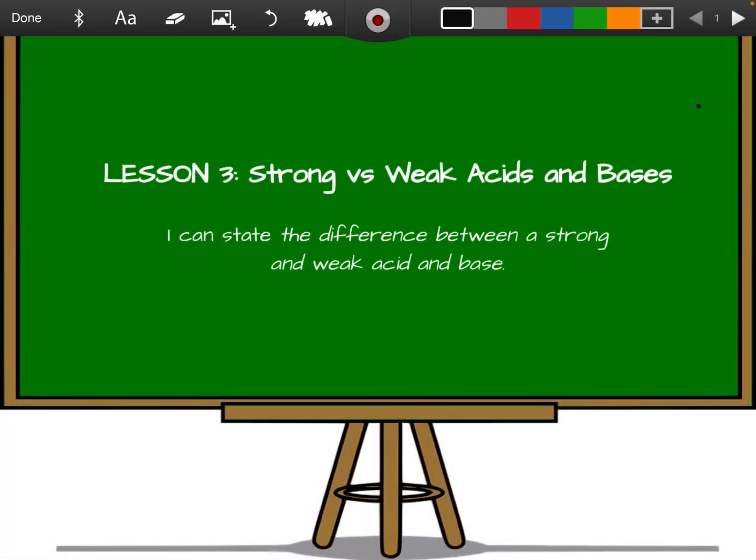The notes for Unit 8, Lesson 3 will cover strong and weak acids and strong and weak bases. So after the notes, you'll be able to state the difference between the two and understand a little more how the pH relates to concentration. So make sure you have your notes packet.